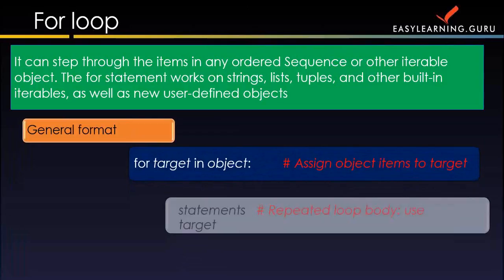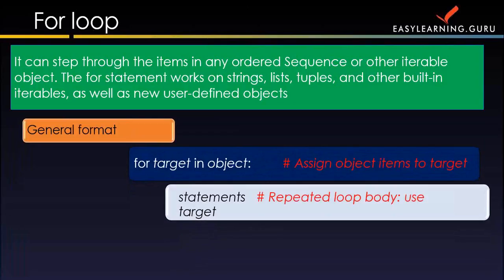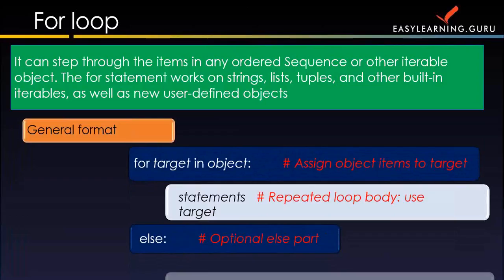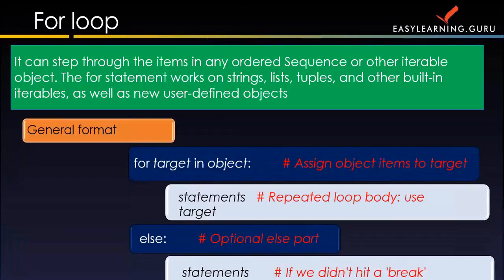So the header is followed by a block of normally indented statements that you want to repeat. Now, when Python runs a for loop, it assigns the items in an iterable object to the target one by one and executes the loop body for each of them. The for loop also supports an additional else block, which works exactly as it does in the while loop. That is, it is executed if the loop exits without running into a break statement.